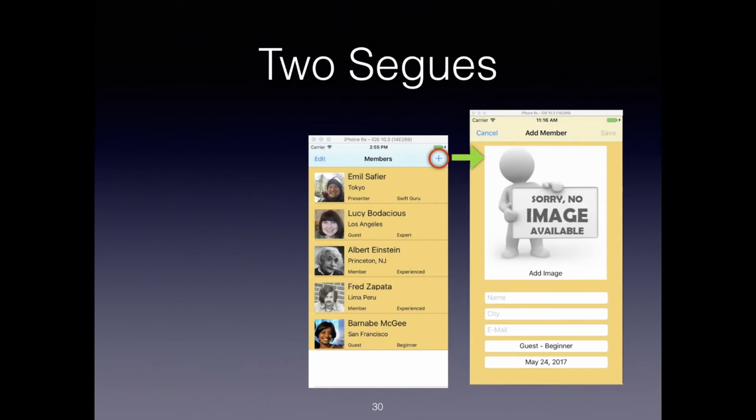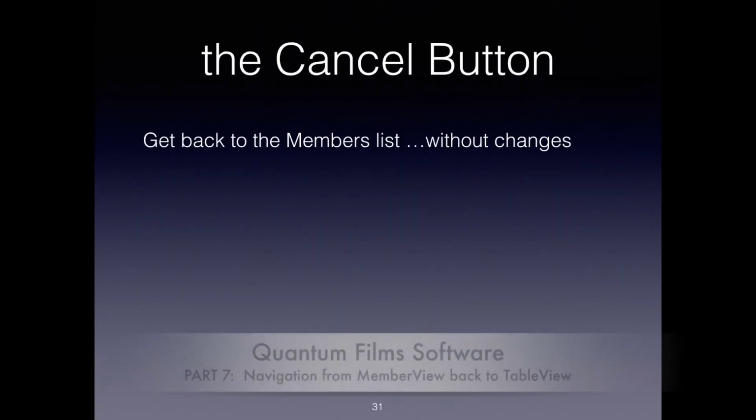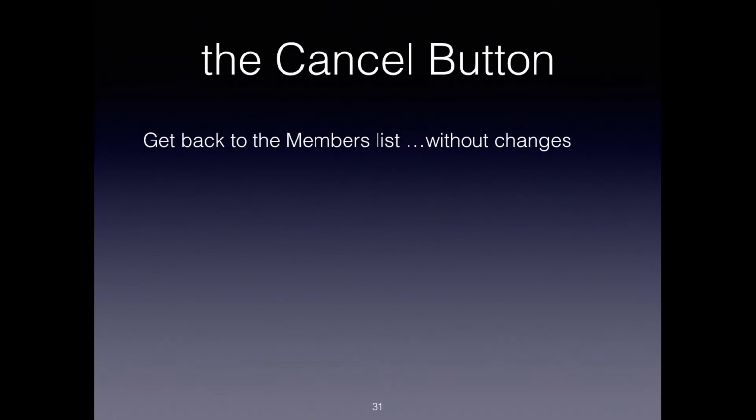If we press the plus, we get this. If we press Lucy, we get that. Okay, how do we get back to the member list without changes? For that, we'll want to have a cancel button.